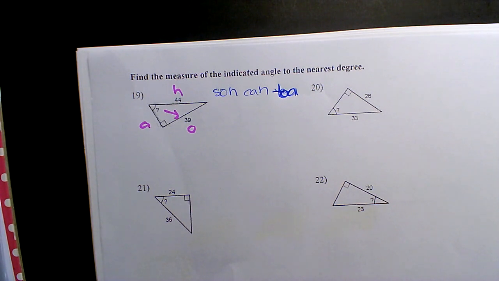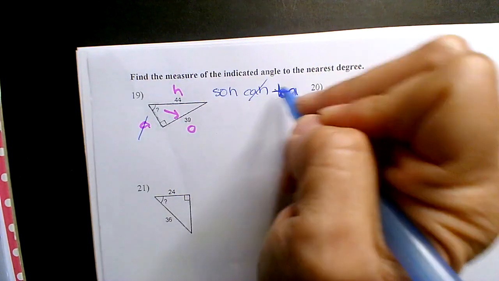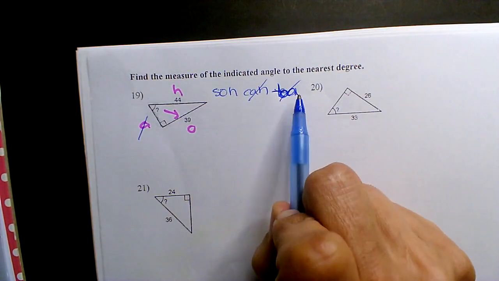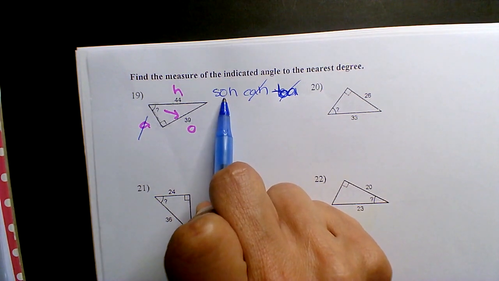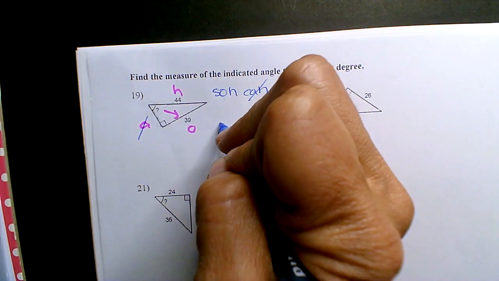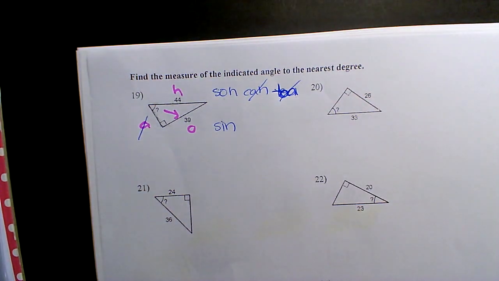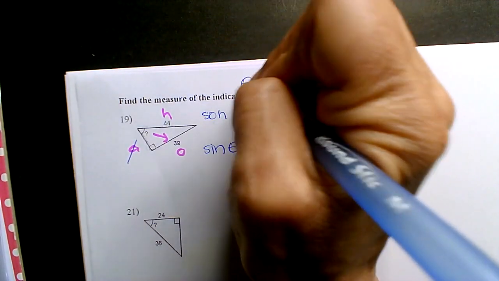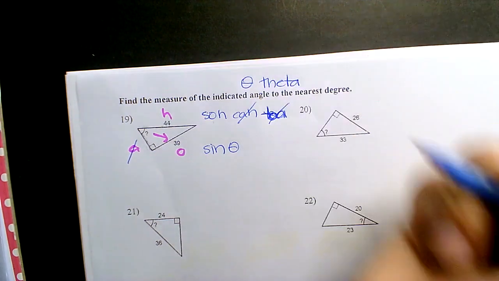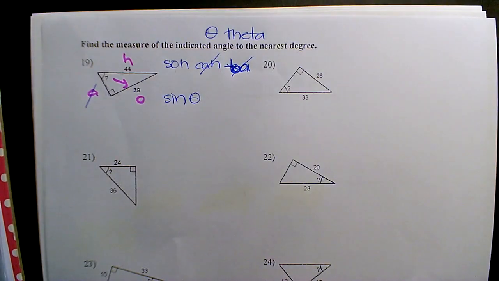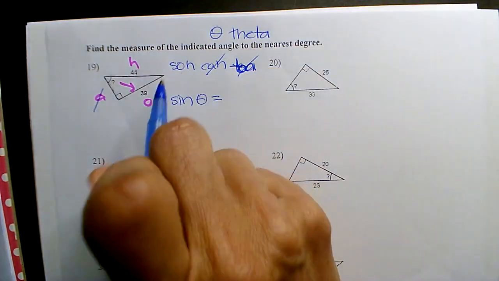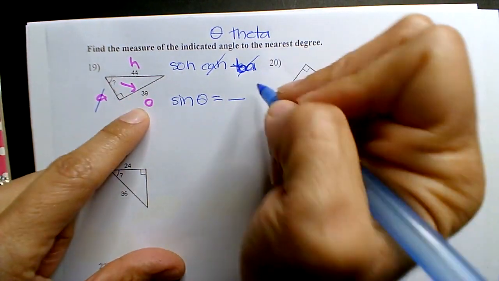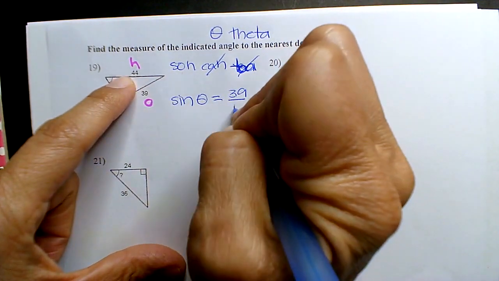Same conversation with yourself. Which letter is blank? O, A, or H? A. So A is blank, so cosine and tangent are out because they use A. Sine only uses O and H, and that's what I have. So I'm going to use sine. It's up to you. Do you guys want X or theta? Theta? Okay. Theta, Greek alphabet, right? Theta is O over H. So O is 39, H is 44.